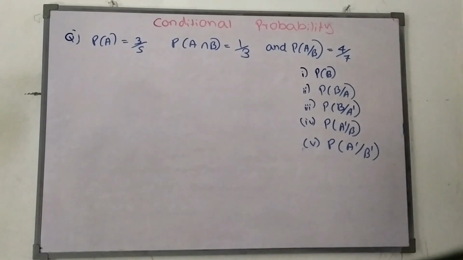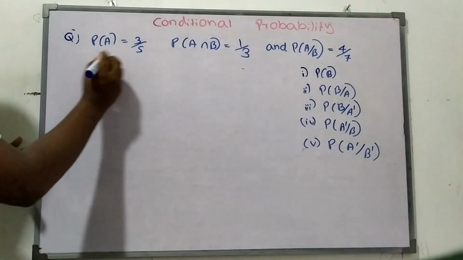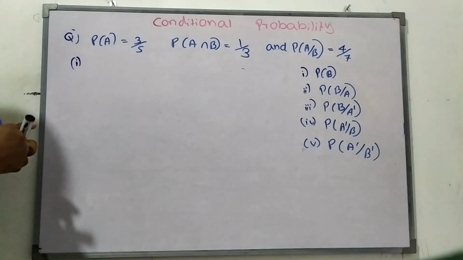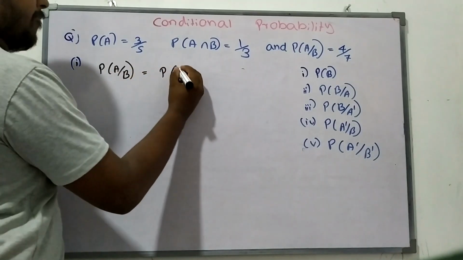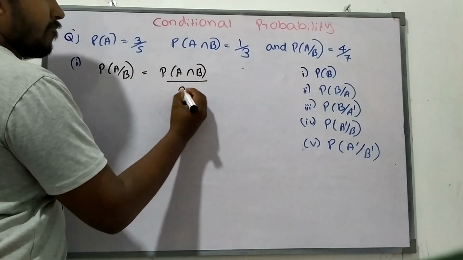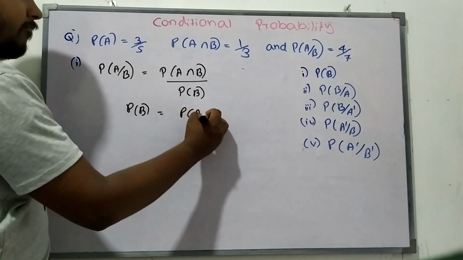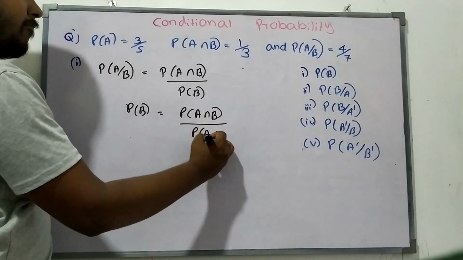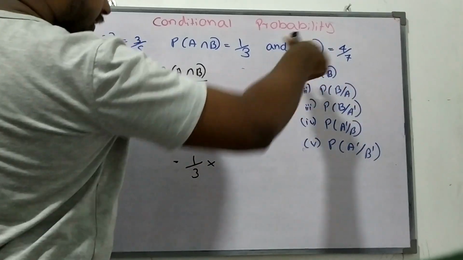Okay, children, this is my example question. P(A) equals 3 over 5, P(A intersection B) equals 1 over 3, and P(A over B) equals 4 over 7. So we have to find the right hand side quantities. Okay, the first one, P(B). So P(B) means this is 1 over 3 multiplied by, the answer is the same.